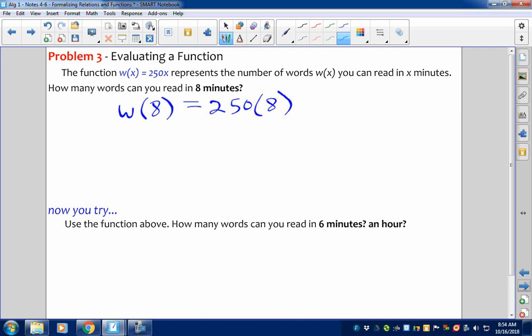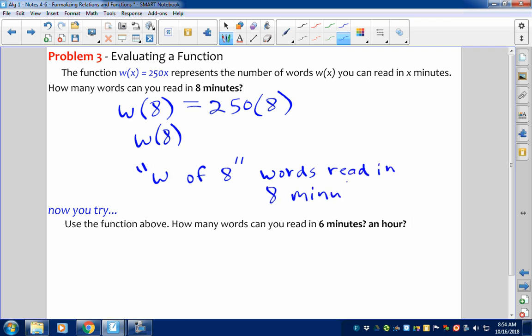It's a linear equation, a linear function. 250 times 8. And so what we're saying is W of 8. So in words, this is W of 8, or words read in 8 minutes, and we get 1,600, 2,000 it looks like. So 2,000 words.